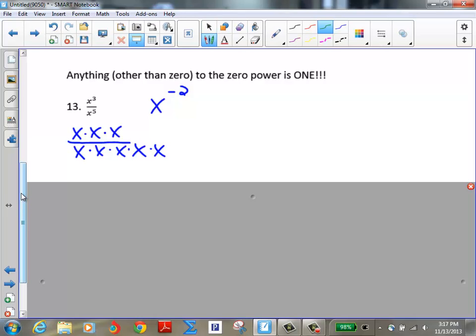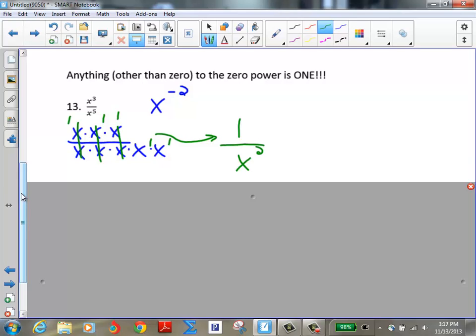And then we'll think about, well, what's x divided by x? We've talked about that. That's 1. X divided by x is 1. X divided by x is 1. So when you simplify that, we have a 1 on top, and we have x to the 1st times x to the 1st. When you multiply, we add the exponents, so we get 1 over x squared.